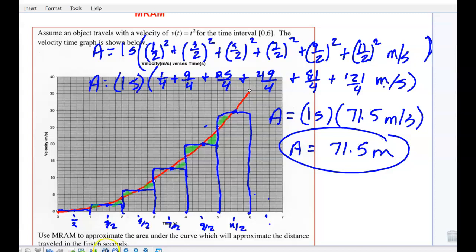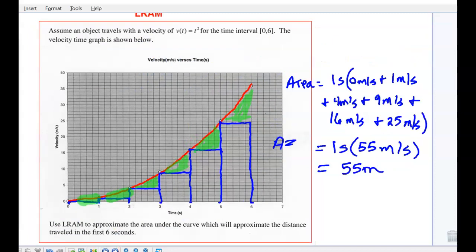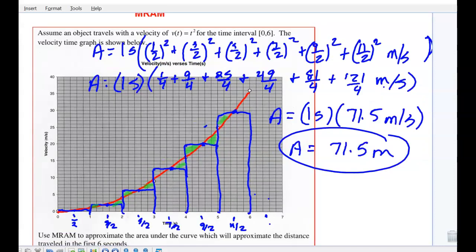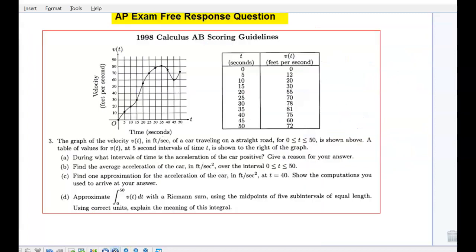So what we did is we just took the same example. We did a left ram, which used the left edge to calculate the height of the rectangle. We used the right edge in the right ram, and we used the middle to calculate the height for a mid ram. Okay, let's take a look at a few AP examples.